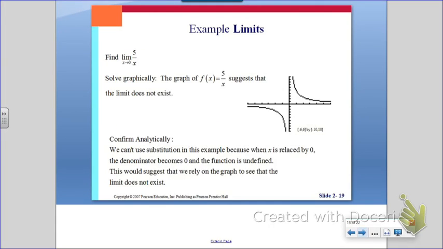Here's just another example. On this one, the limit as x approaches 0 from the left will go towards negative infinity. The limit from the right goes towards positive infinity. So since the limit from the left does not equal the same thing as the limit from the right, there is no limit. So the limit does not exist.